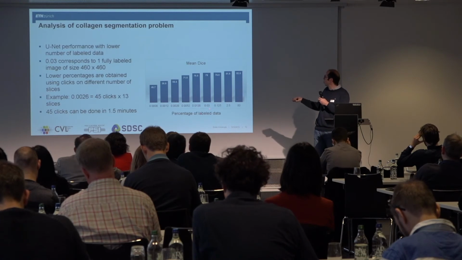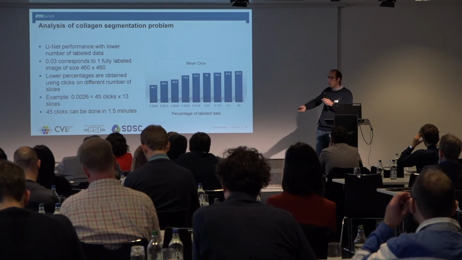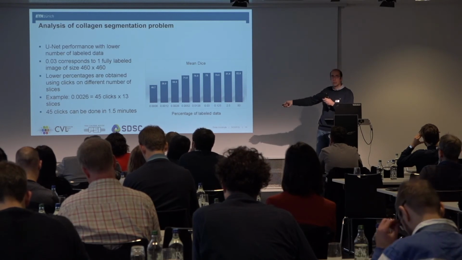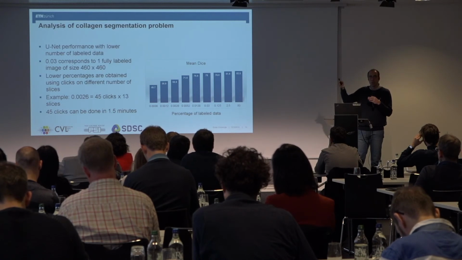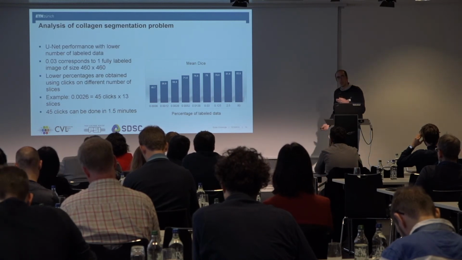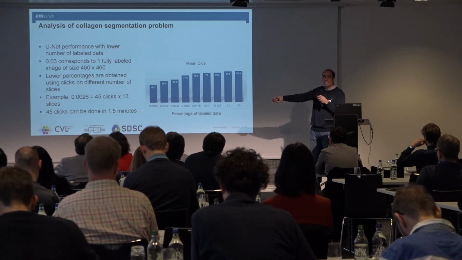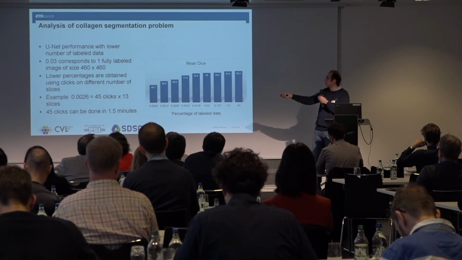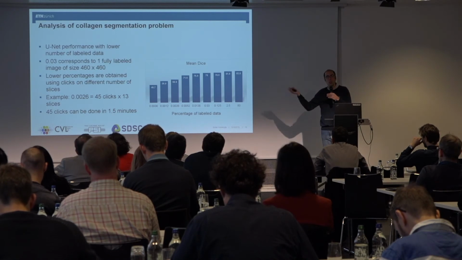So 0.03 roughly corresponds to one slice being fully segmented, and afterwards it corresponds to segmenting many slices, but with only clicks rather than full segmentations. So much, much, much fewer samples. At this point, we actually only have 3 slices. Each slice has 45 clicks. That's it. So 45 clicks is about 13 slices, and this can be done in 1.5 minutes, so roughly 5 minutes of segmentation time.